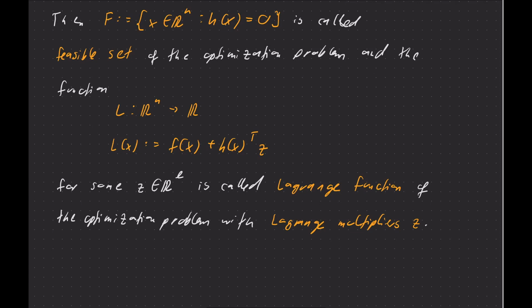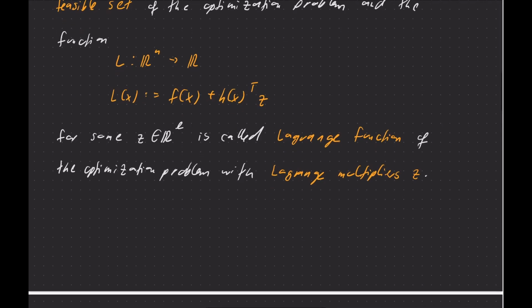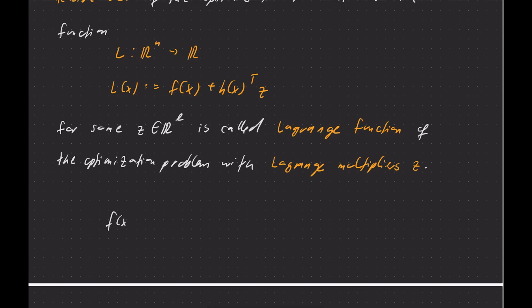So what does this function do? Well, what we have here is basically a different version of the objective function. So we have the objective, and then we're adding this term here. Let me write that down again so I can make some remarks here. Okay, so we have f of x and then h of x times z.